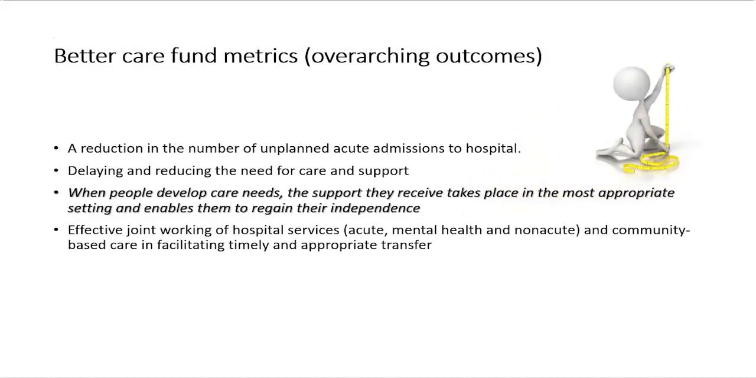The Better Care Fund metrics are probably really important for the DFG because that's where the DFG funding sits. The overarching outcomes that the Better Care Fund metrics pick up are a reduction in the number of unplanned acute hospital admissions, and delaying and reducing the need for care and support. That's a key one for the DFG here: when people develop care needs, the support they receive takes place in the most appropriate setting, enables them to regain their independence, and involves effective joint working of hospital services and community-based care in facilitating timely and appropriate transfers. Again, obviously the DFG sits within the Better Care Fund.